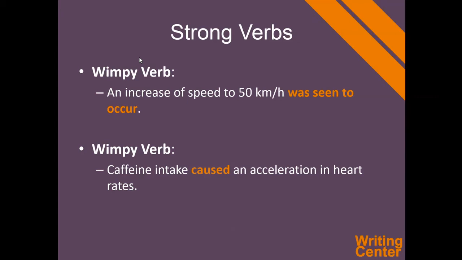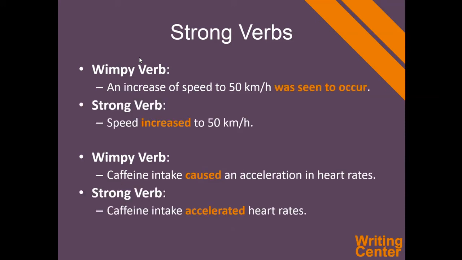So here are two sentences that use wimpy verbs. The first one is: an increase of speed to 50 kilometers per hour was seen to occur. First of all, there's this whole passive thing going on there, right? Remember the last video, passive voice. And the second example with the wimpy verb is: caffeine intake caused an acceleration in heart rates. Again, both sentences are grammatically perfectly fine. They probably could work in a paragraph or a text. But if you look at them on a sentence level, there's probably a way that we can shape them up a little bit.